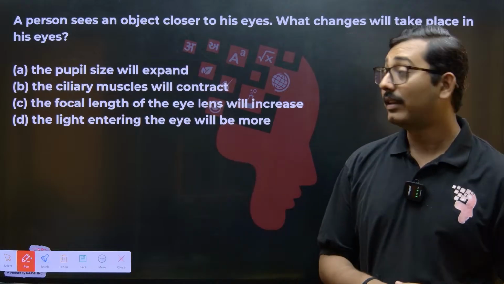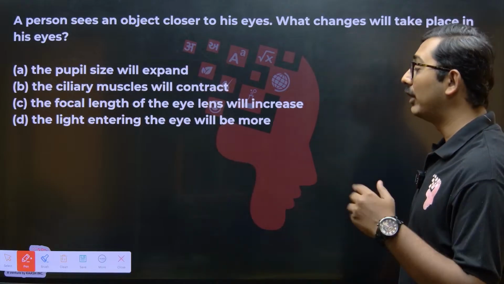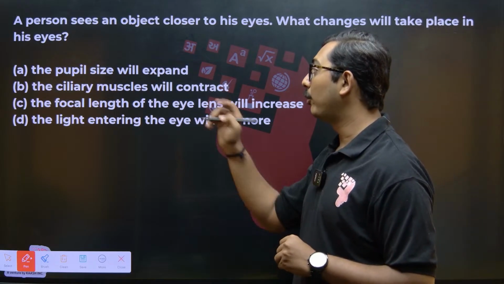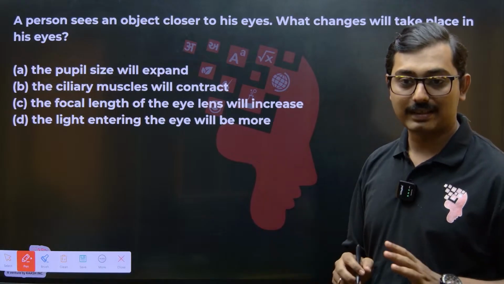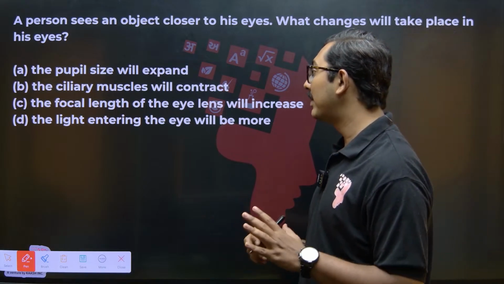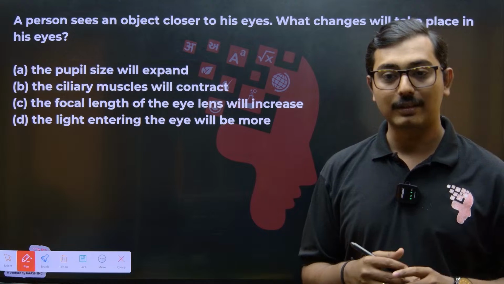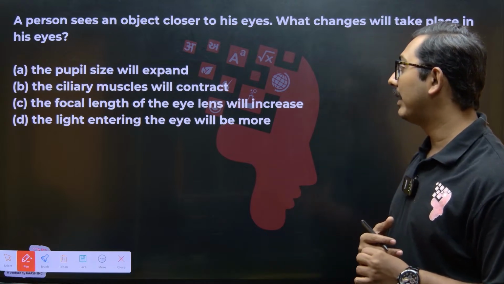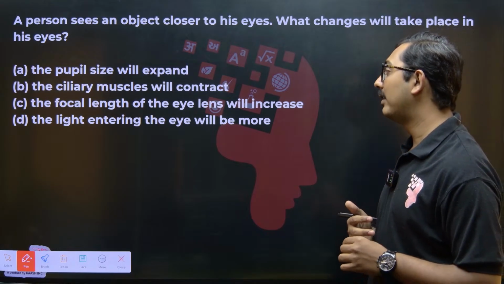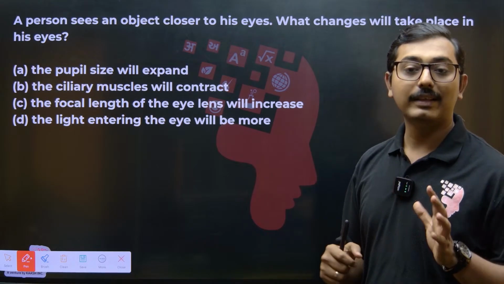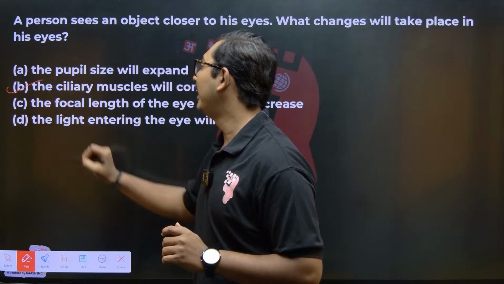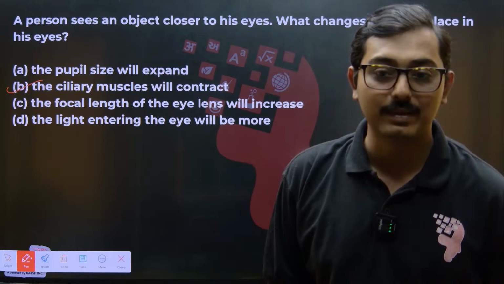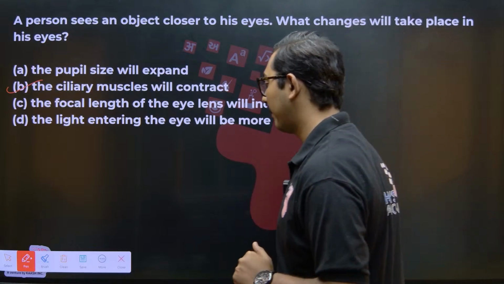So what was I saying? The person sees an object closer to his eyes, what changes will take place in his eyes? The pupil size will expand, is it going to expand? The ciliary muscles will contract, are they going to contract? Or the focal length of the eye lenses will increase, or the light entering the eyes will be more. Among these options, B is the answer. The ciliary muscles are going to contract in this case.